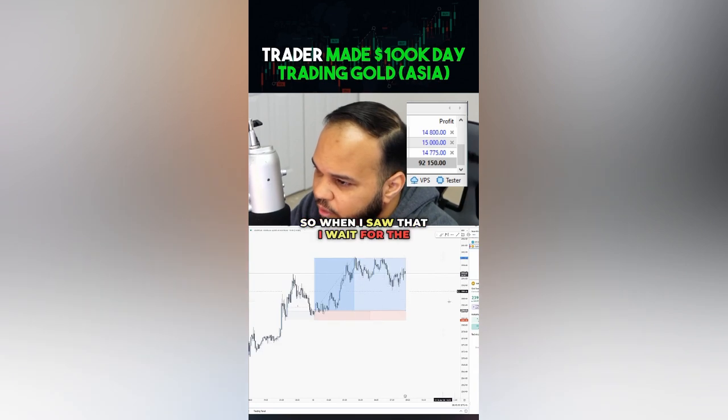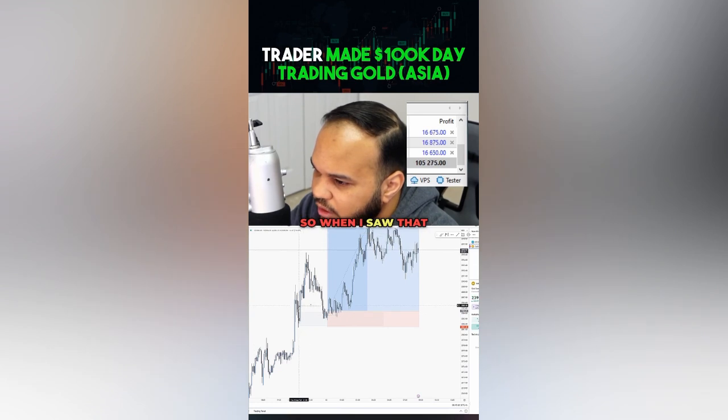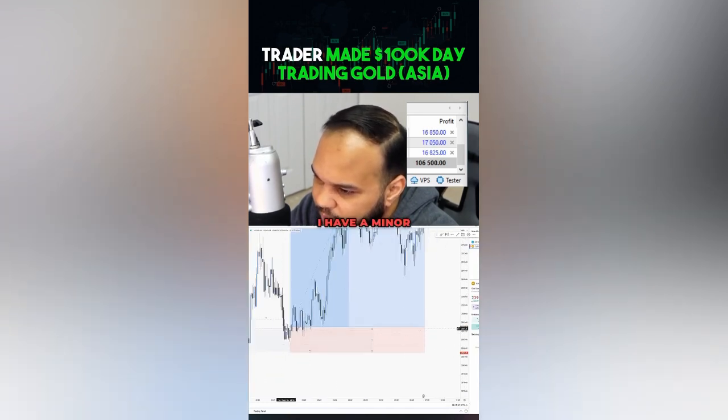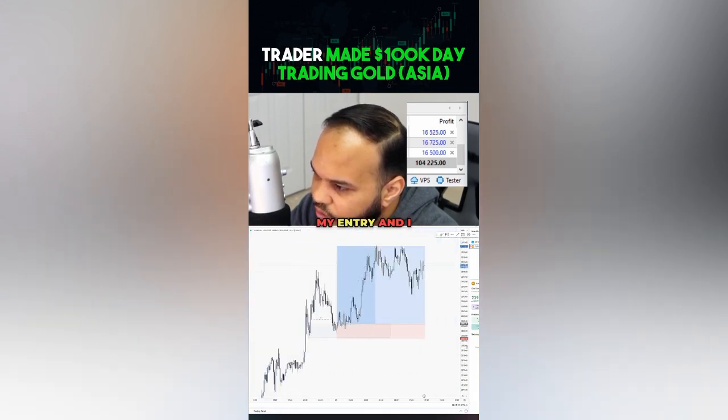So when I saw that, I wait for the market, like I always do, to grab liquidity. Market grabbed this minor higher low right here for liquidity, and then went into a 5 minutes order block right here. So when I saw that liquidity grab in this order block top, I waited for a confirmation. You guys can see I have a minor double bottom here on 5 minutes. So I wait for that break above the neck of the double bottom, take it here, and that's when I took my entry and I went all the way up here.